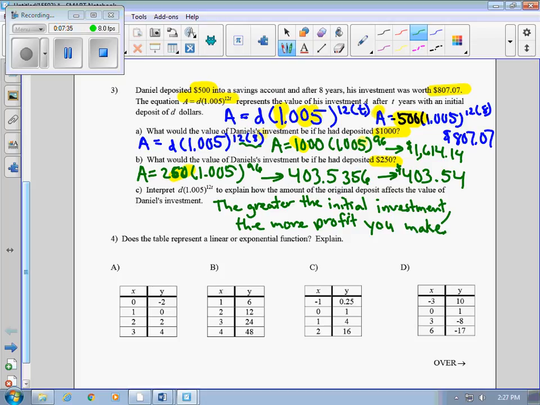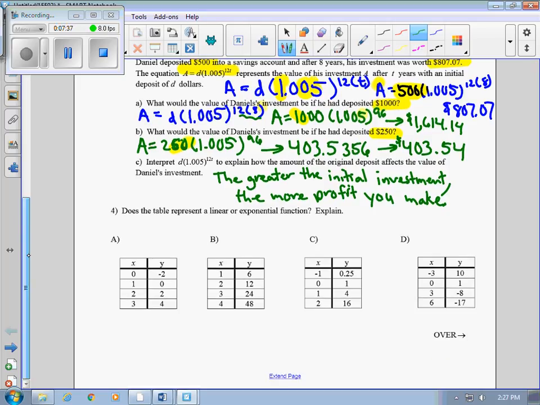Okay. Question 4, you're going to take a look at the table, and does it represent a linear or exponential function on each of them? So you take a look, for example, in A, and you ask, how much is y changing? It's increasing by 2. If we're just increasing and adding, that means it's linear. We added 2 each time.